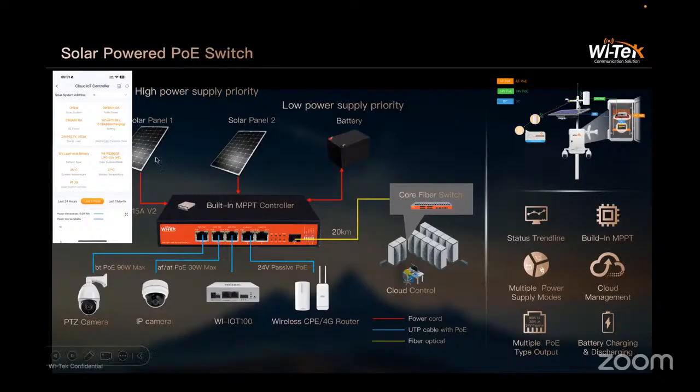So we offer a good solution we call the solar powered PoE switch. It's a PoE switch, but it has a built-in MPPT controller. So you can connect a solar panel and battery, and convert to PoE to power up cameras. You can see the first port is 90 watt and another port is 30 watt. The last two ports are 24 watt. After you build this, we offer a free cloud to remotely track the charging. It's so easy.